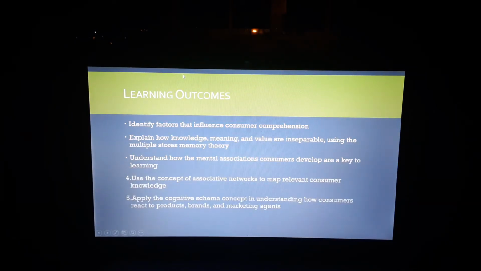Identify factors that influence consumer comprehension, memory. Explain how knowledge, meaning, and value are inseparable using the multiple stores memory theory. Understand how the mental associations consumers develop are key to learning. Use the concept of associative networks to map relevant consumer knowledge, and apply the cognitive schema concept in understanding how consumers react to products, brands, and marketing agents. So that's a lot of stuff and a lot of terms, but as I said, we're not going to go into a lot of great detail, just talk about some general concepts.